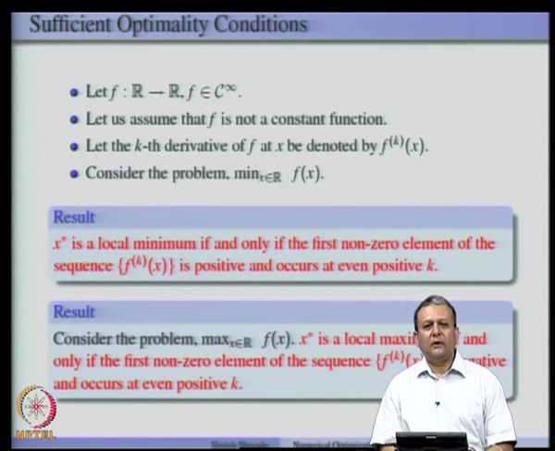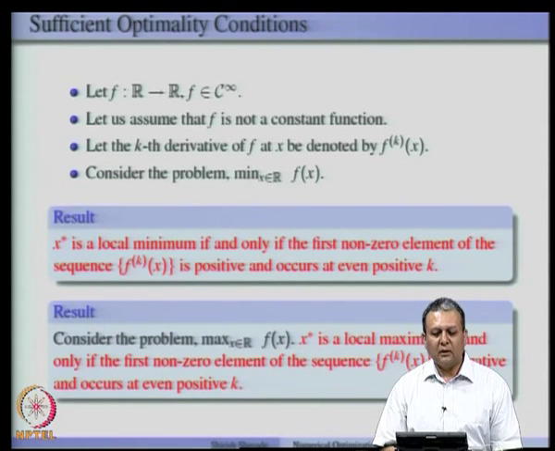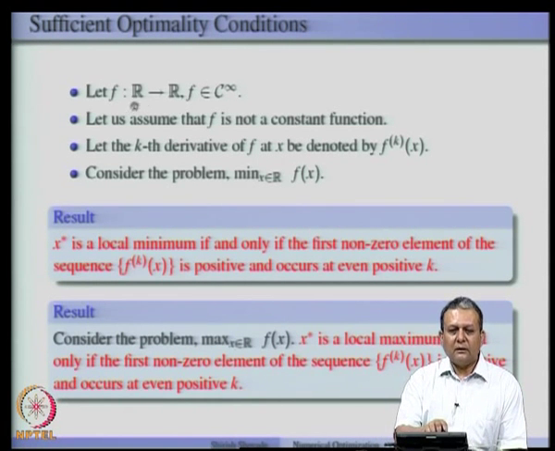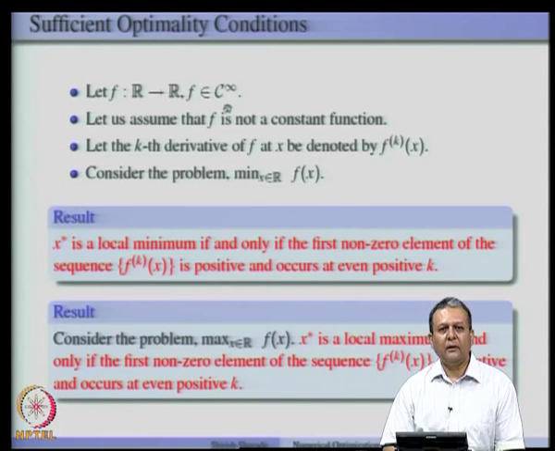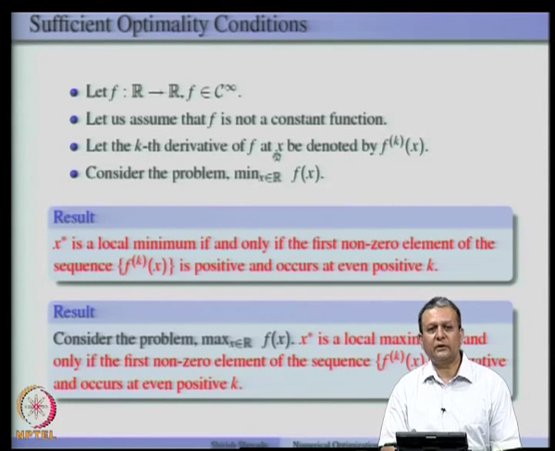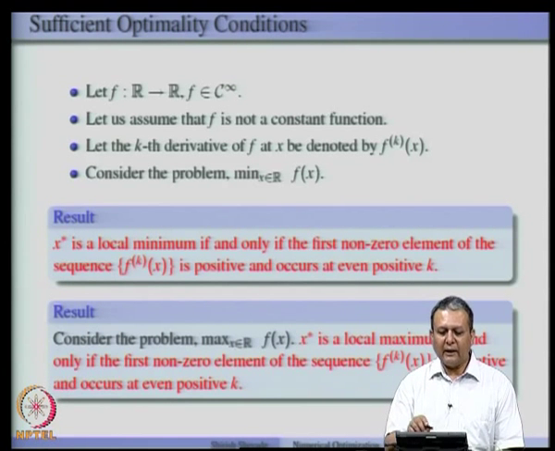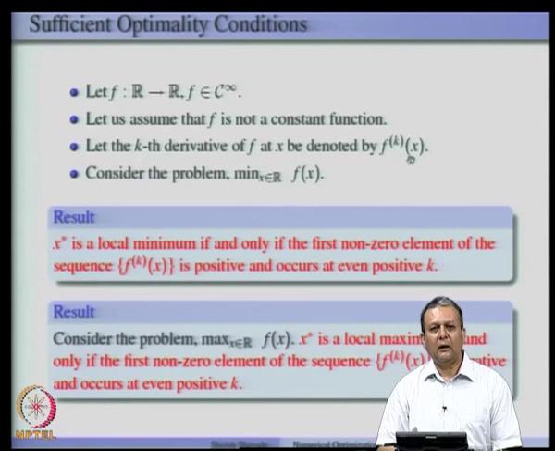So, now we have an important result which we will state without the proof. Let us assume that f is a function from R to R and f belongs to C infinity, that is all the derivatives of the function exist and they are continuous. Let us also assume that f is not a constant function. So, let us rule out that possibility also, and let us denote the kth derivative of f at x as f k x and consider the problem to minimize f of x, x belongs to R.